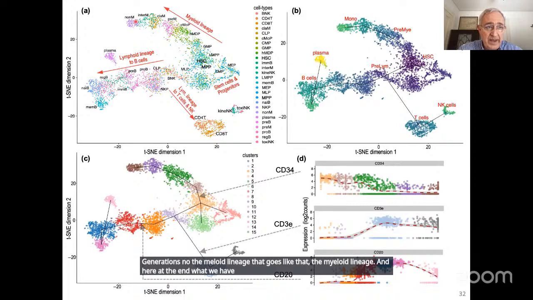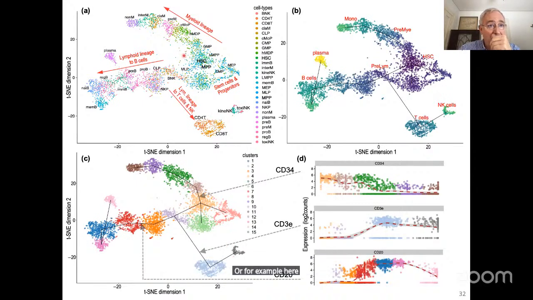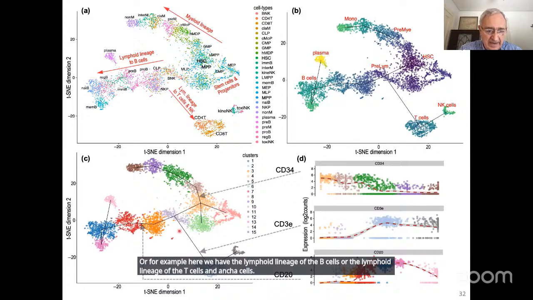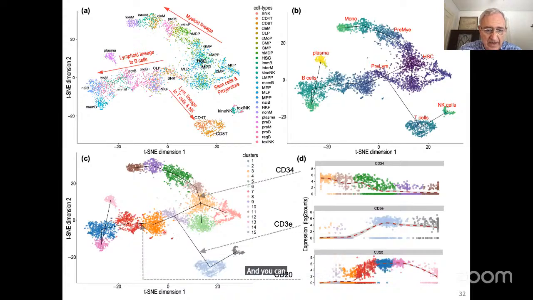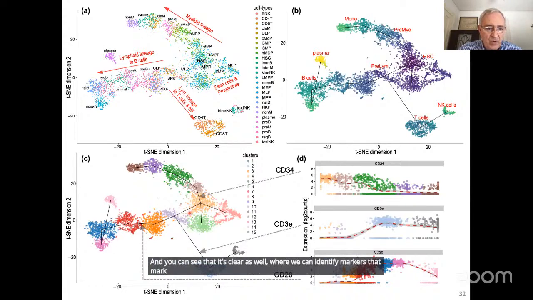the monocytes, the different types: pre-monocytes, classical monocytes, non-classical monocytes, all those are here in this myeloid lineage. Or, for example, here we have the lymphoid lineage of the B cells or the lymphoid lineage of the T cells and NK cells. And you can see that it is clear as well, where we can identify markers that mark this evolution of trajectory and pseudotime.